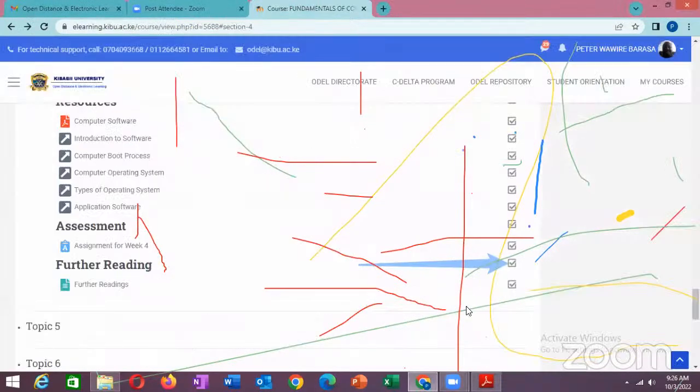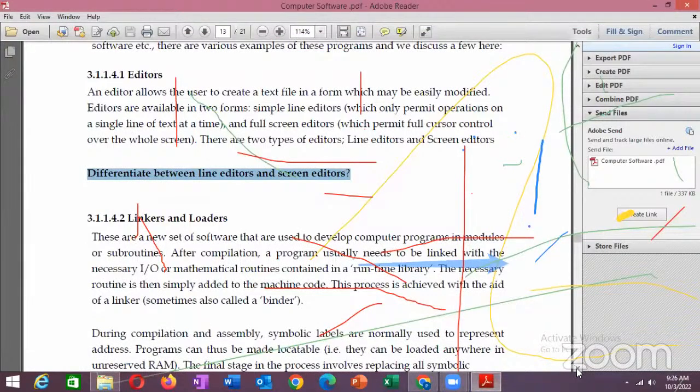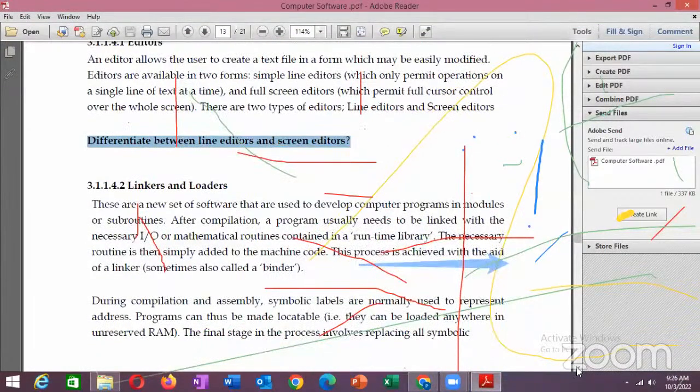So let's continue with our notes. So differentiation between line editors and screen editors. That one I said you'll discuss in the forums.